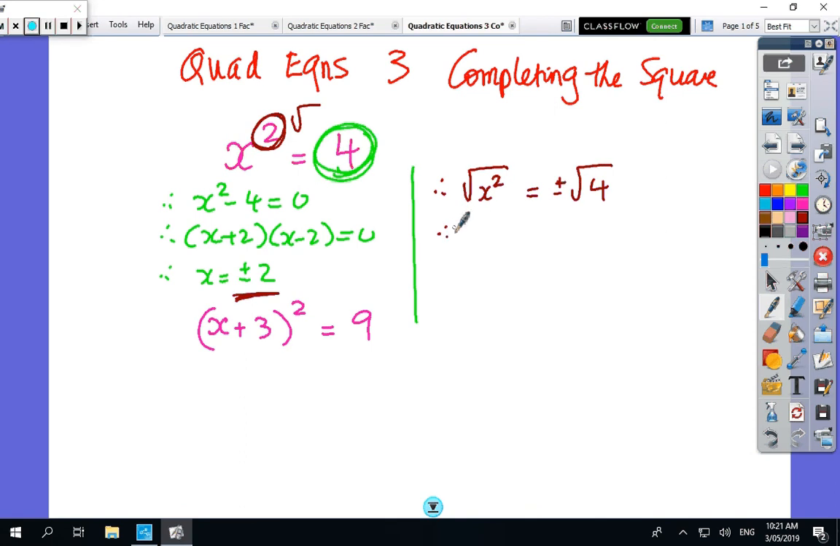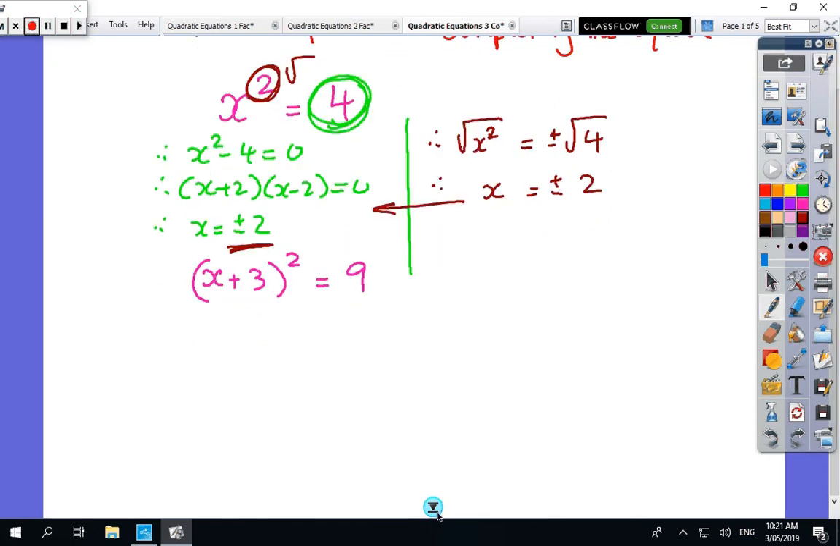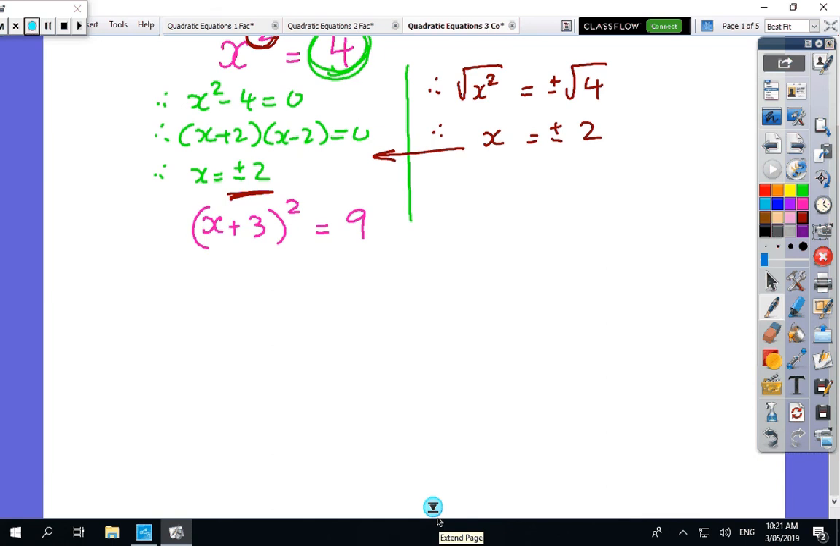So the square root and the square cancel out, plus or minus, and the square root of 4 is 2. So in actual fact, it's much quicker just to square root both sides rather than doing the factorizing method. For instance, in this particular one, because we've got a square, we can just square root the other side. So the first line would be, when you square root a square, you just cancel out the square, and then you put plus or minus the square root of 9, which is plus or minus 3.